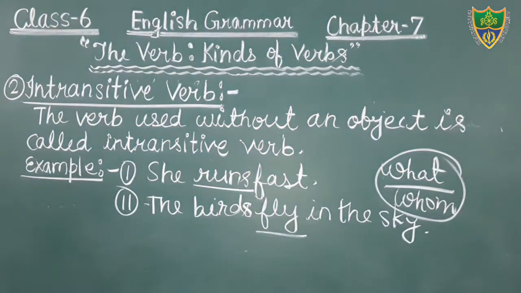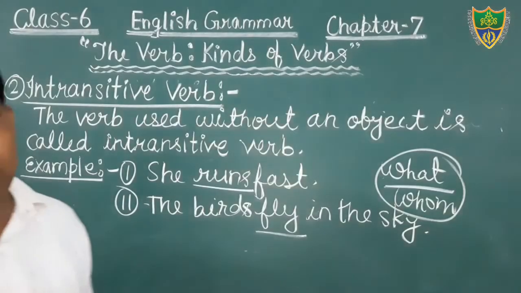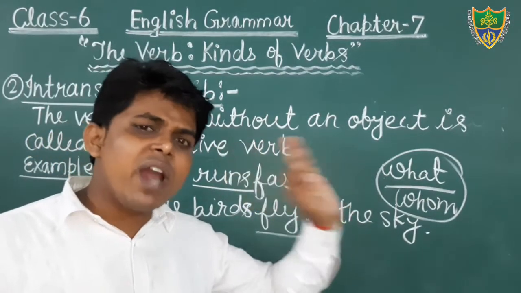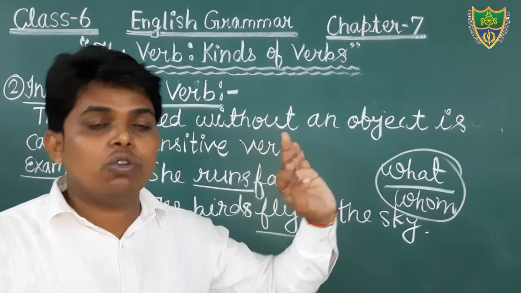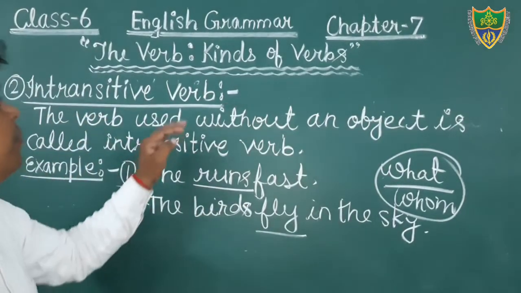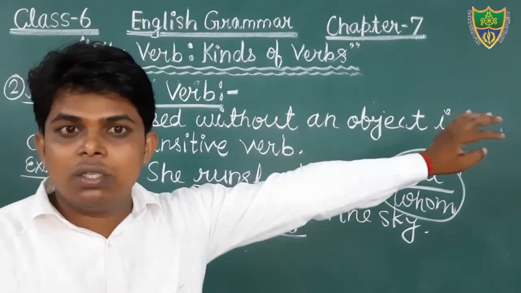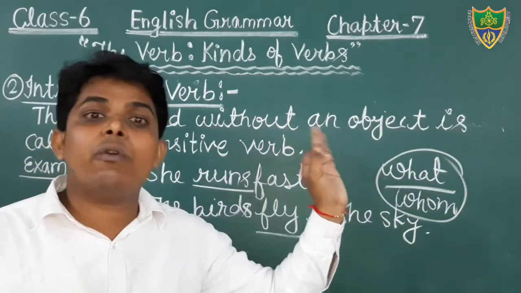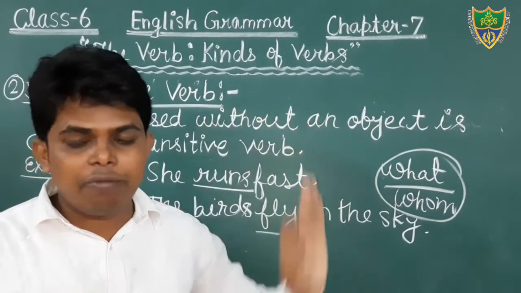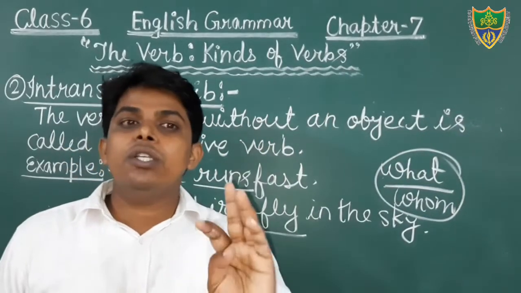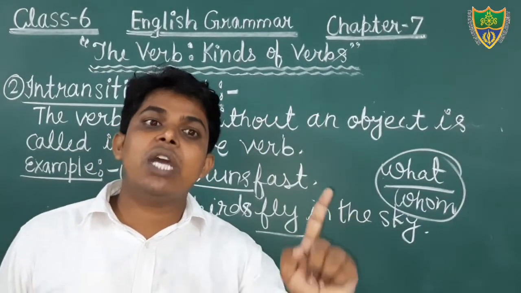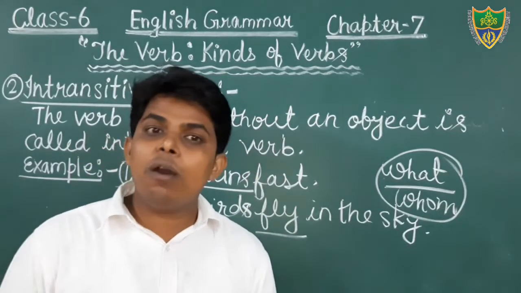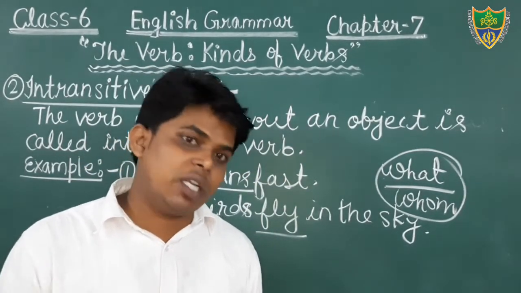So transitive verbs are those which need an object, which require an object to complete the sentence. And the verb that does not need any object to complete the sentence, then that verb would be the intransitive. Or we can also say that the verb used with an object is known as transitive verb, and the verb used without an object is known as intransitive verb.